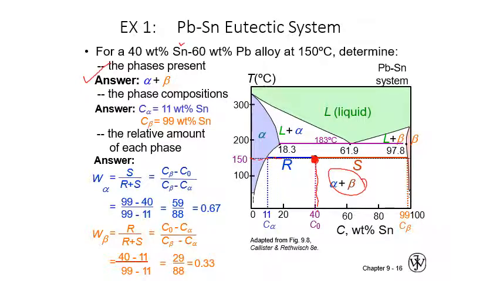And the second question is, what are the phase compositions there? So we will draw a tie line, and the tie line will extend to alpha. This is the alpha line and this is the beta line. We will extend it to the beta. On the beta, we will see that C beta is almost 99, because the composition of Sn is almost pure. It has no lead. And on the left, we will see that C of alpha is 11%.